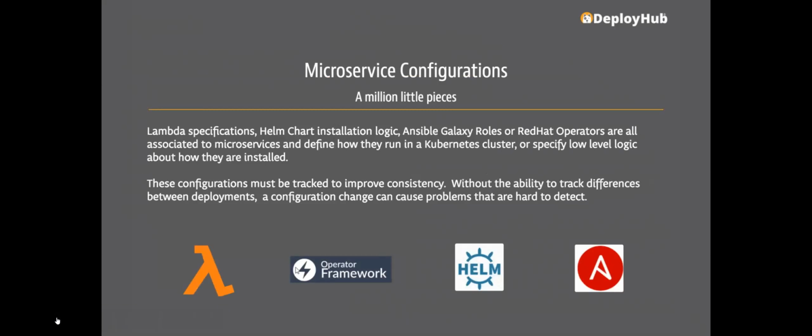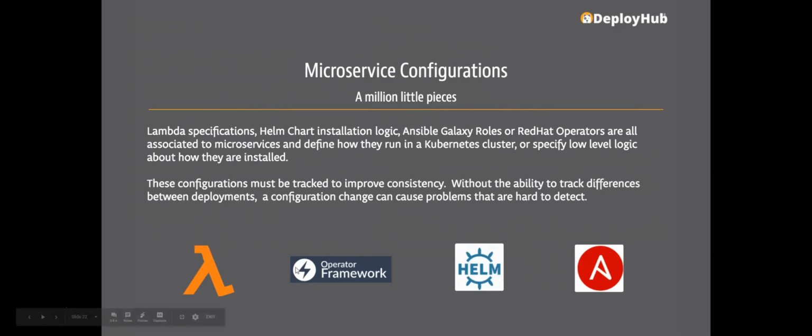Now, microservices have what I call a million little pieces to them. Think of Lambda specifications, your Helm chart installation logic, or Ansible Galaxy roles or Red Hat operators, because we're moving to an architecture that has little itty bitty servers, which are called containers, that your microservice is running in. Each one of those has a configuration that defines how they talk to the Kubernetes layer, whether it be setting a timeout or setting how your memory is used. Every single one of them has to have that configuration. If a configuration of a microservice changes, guess what? You have a new version of your microservice, which means you have a new version of your application.